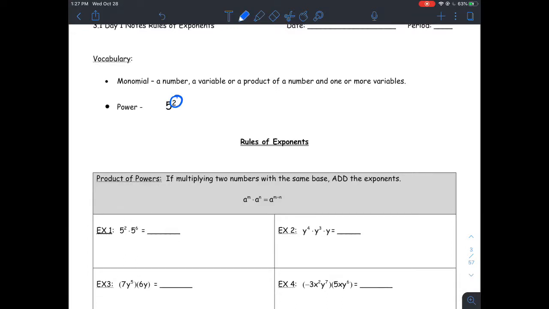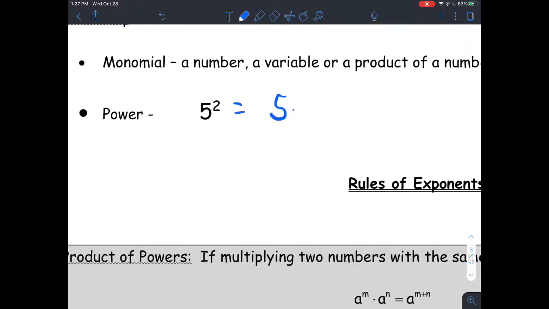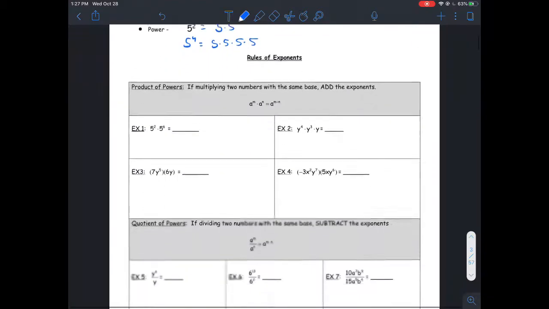All right, and then hopefully you're familiar with powers. That's when you're raising a base, and that means that you are going to multiply that base. So for example, 5 to the power of 2 is equal to 5 times 5. If you had 5 to the fourth, that would be equal to 5 times 5 times 5 times 5, right? Hopefully we're pretty familiar with exponents.